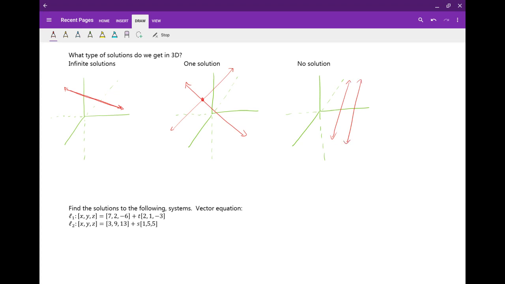Okay? There's actually one other way, right? In three dimensions, you could have another line that sort of goes behind these two lines, right? But they're not necessarily parallel either. Okay?